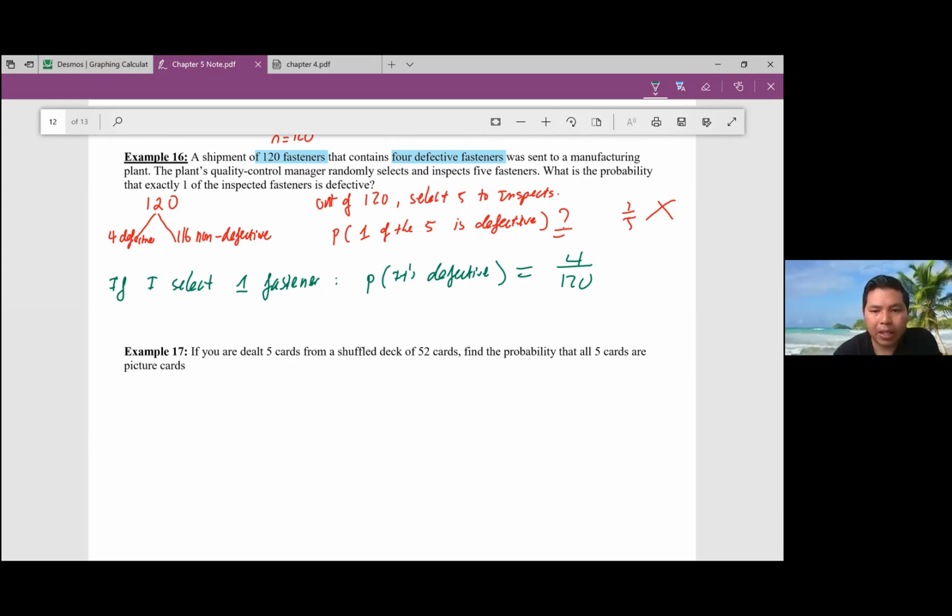Does that make sense here, guys? We only select 1. We only put our hand in here and select 1, so we get 4 chances it's going to be defective out of 120. But here we don't select 1, now we are selecting 5. So this logic is not going to work. We cannot rely on that logic. If we select 1, then that works, but now we're no longer selecting 1. We want to select 5 and see what the logic is.